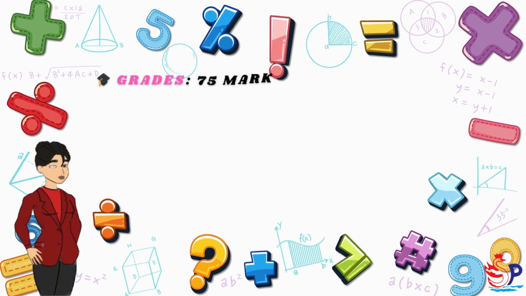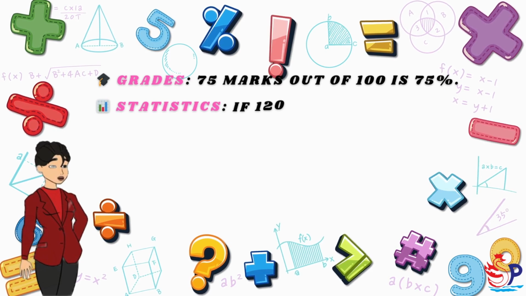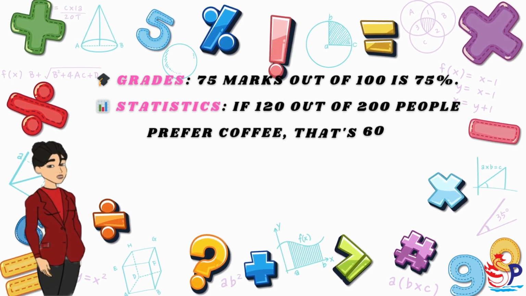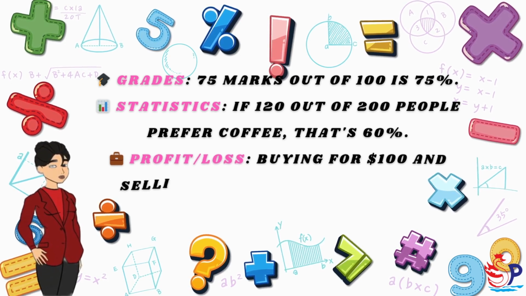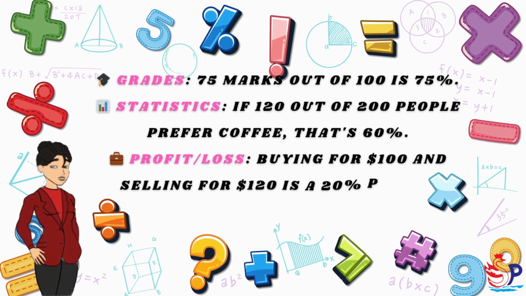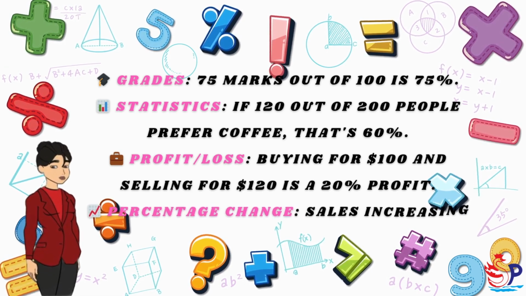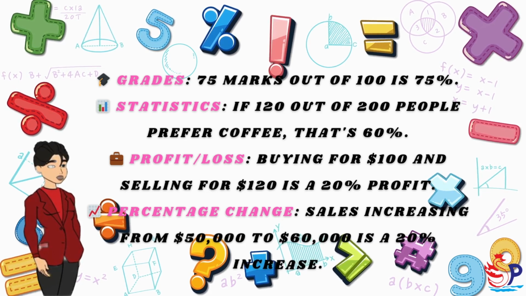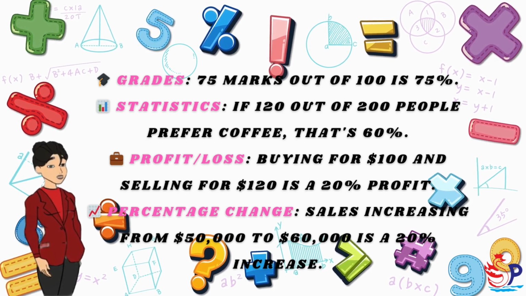Grades. Example: Scoring 75 marks out of 100. Percentage is equal to 75%. Statistics. Example: 120 out of 200 people prefer coffee. Percentage is equal to 120 divided by 200 multiplied by 100, which is equal to 60%.